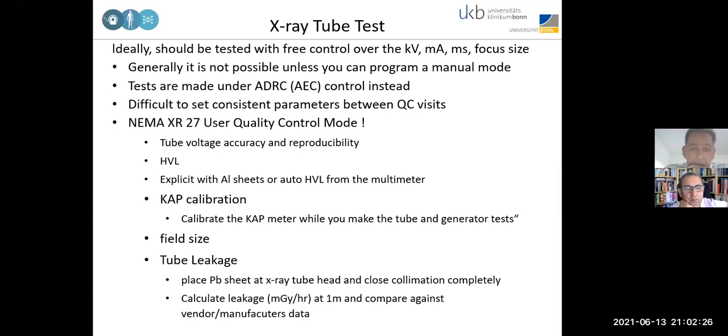With the tube leakage, this is also recommended, and it is actually written down in the recommendation, that you place a lead shield on the head of the X-ray tube, and the collimation has to be closed. Then you measure at 1 meter distance against the vendor or manufacturer data. This is something which is recommended by the NEMA XR27.